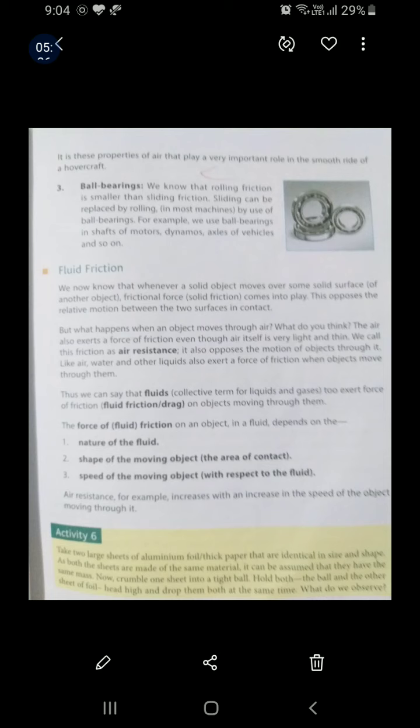Like air, water and other liquids also exert a force of friction, which we call fluid friction. Fluid friction is dependent on three things.